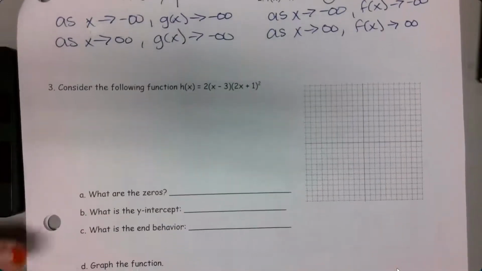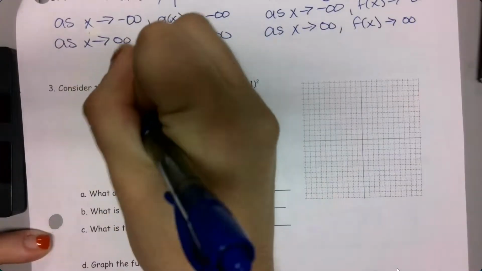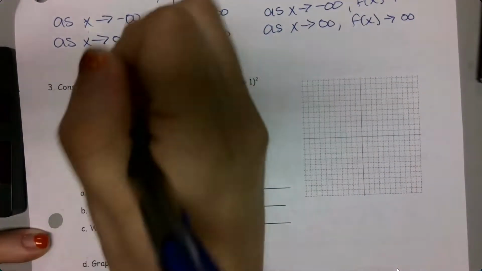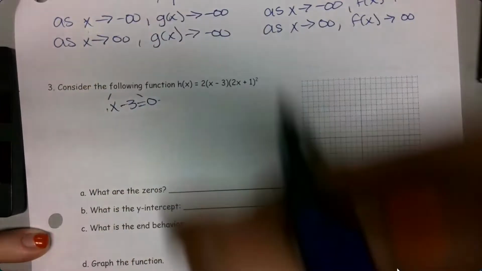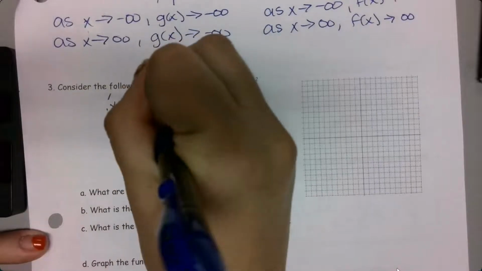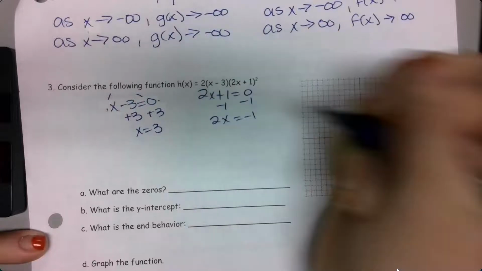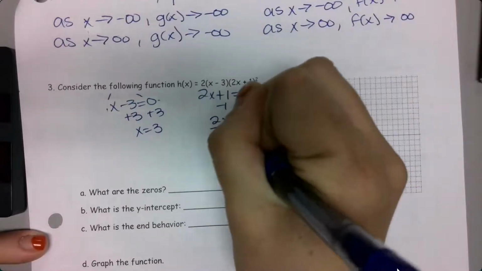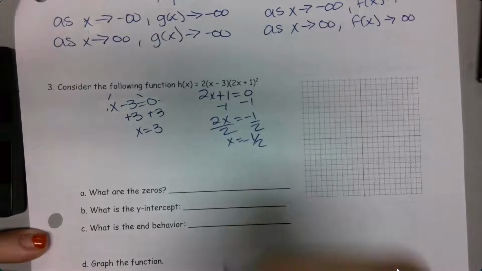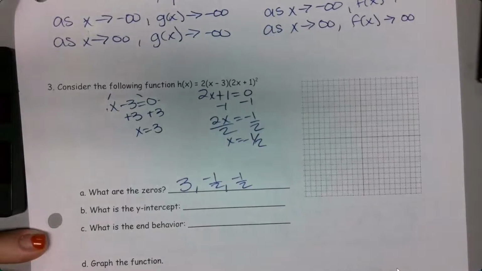Okay, number 3 wants me to consider the following function. What are my zeros? So I'm going to take everything that's factored and set those equal to 0. So I'm going to add 3. This one I'm going to subtract 1. Divide by 2. I get x equals negative 1/2. For the paper version of the test, I think it has you write the multiple zeros more than once. So I'm going to write the negative 1/2 twice on this review.